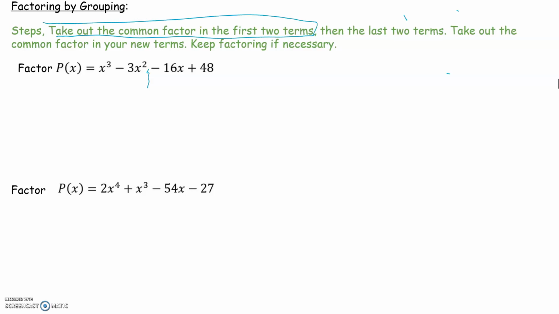I'm going to put that in blue. So in the first two terms, notice how I have the variables x cubed and x squared. I know I can take at least x squared out of those first two terms. So when I do that, what's left over is x cubed divided by x squared, which is just going to give us x, minus 3, because x squared divided by x squared is just itself.